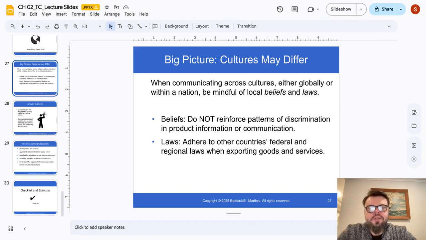This slide focuses on situations where ethical beliefs conflict across cultures. The chapter gives an example involving gender roles. In some countries, women are excluded from certain public or professional roles. A company creating product documentation for those regions must decide how to represent people visually and rhetorically. The key argument here is that companies should not reinforce discrimination in their communication. Excluding women entirely from product information, for example, would ethically support harmful patterns.